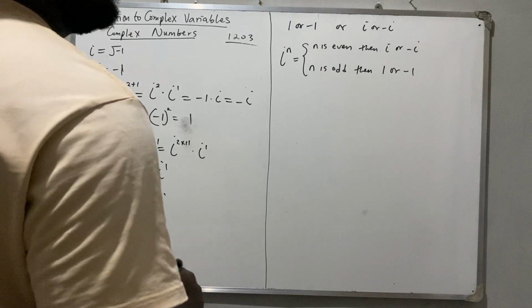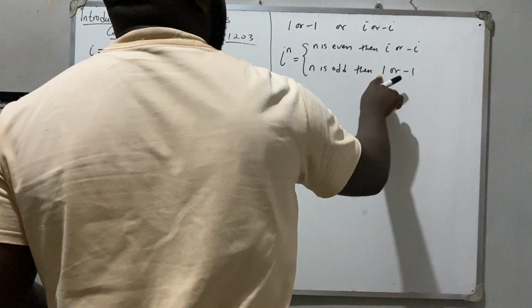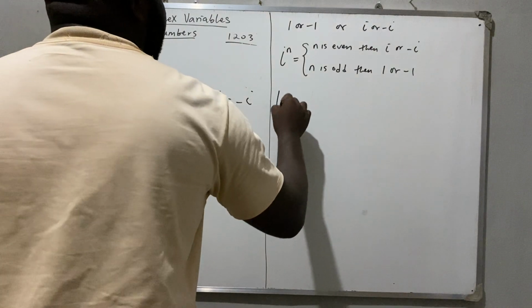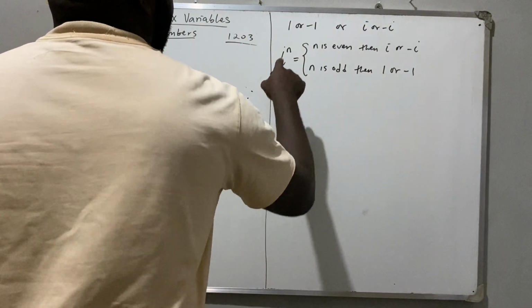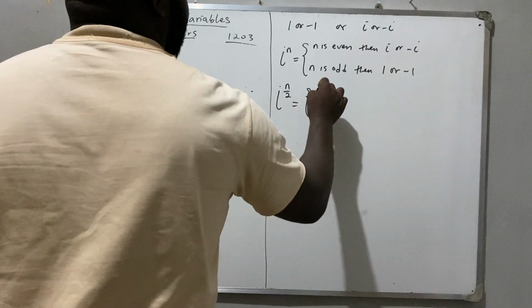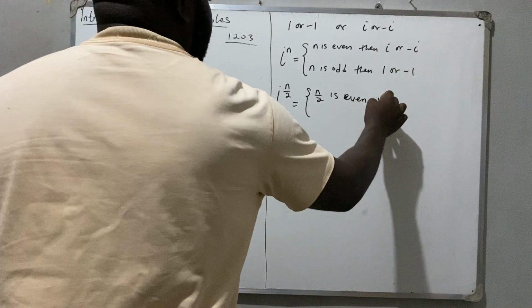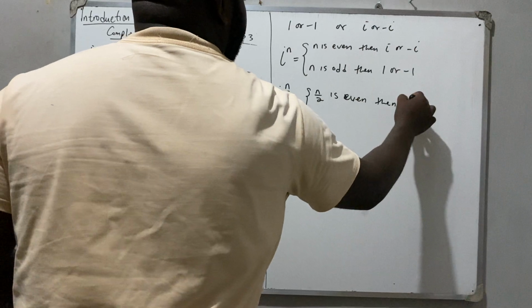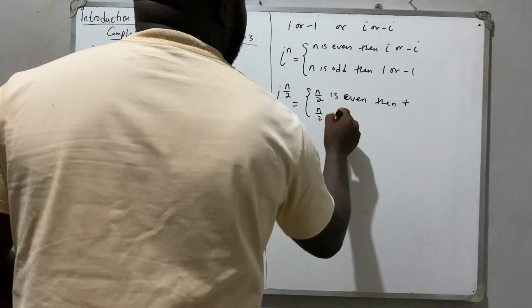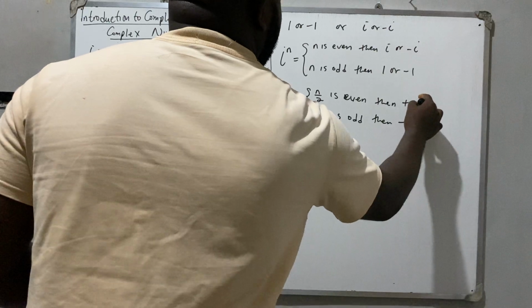Okay? So the problem now is, when do we choose i and when do we choose minus i? Or when do we choose 1 and when do we choose minus 1? So when do we choose the negative or the positive? So we choose it by dividing n by 2, and then you check again. If that n divided by 2 is even, then we take the positive. But if n over 2 is odd, then we take the negative. Okay, so take note of that.